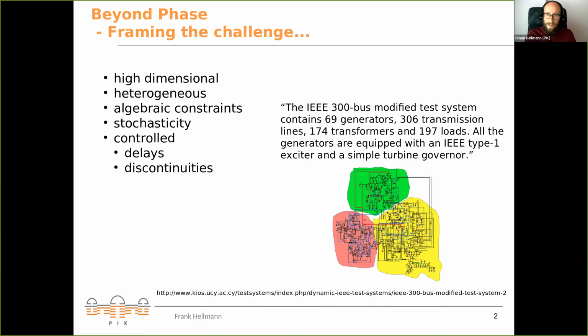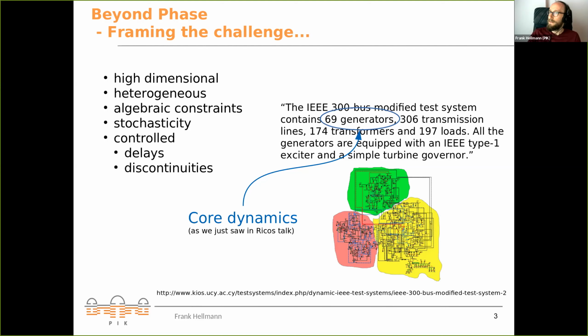So we always have to go further than the engineers in simplifying in order to make statements and to find general principles. The starting point for this has certainly been to focus on the core dynamics, which we just saw in Rico's talk, perfectly explained. The generators are physically rotating masses, they're turbines. So we have the phase of a rotating generator coupled through electrical windings to the power grid, transporting energy around. And the focus has been on these generators as drivers of dynamics. This is certainly where we come from.